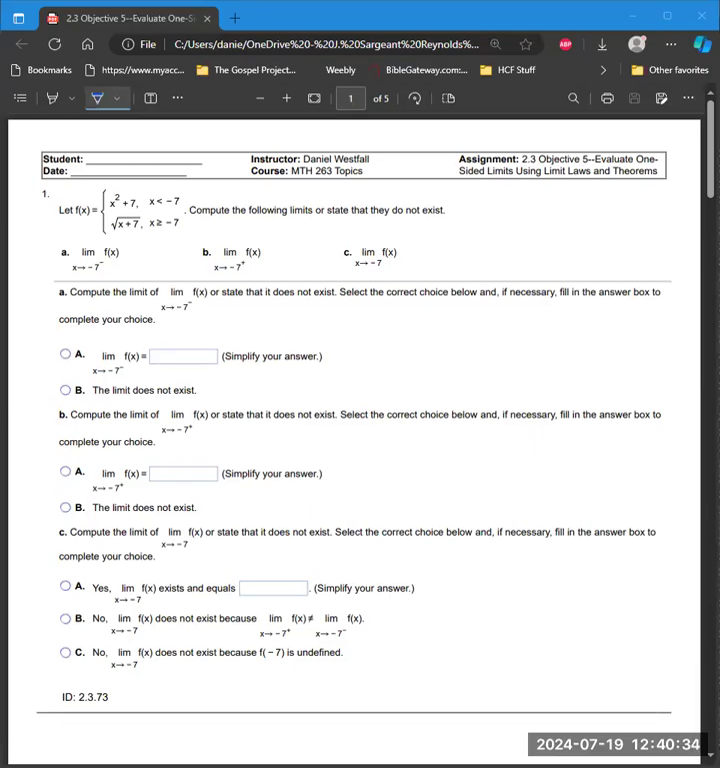In this video, we're going to talk about 2.3 Objective 5, where we evaluate one-sided limits using limit laws and theorems. Let's go ahead and get started.